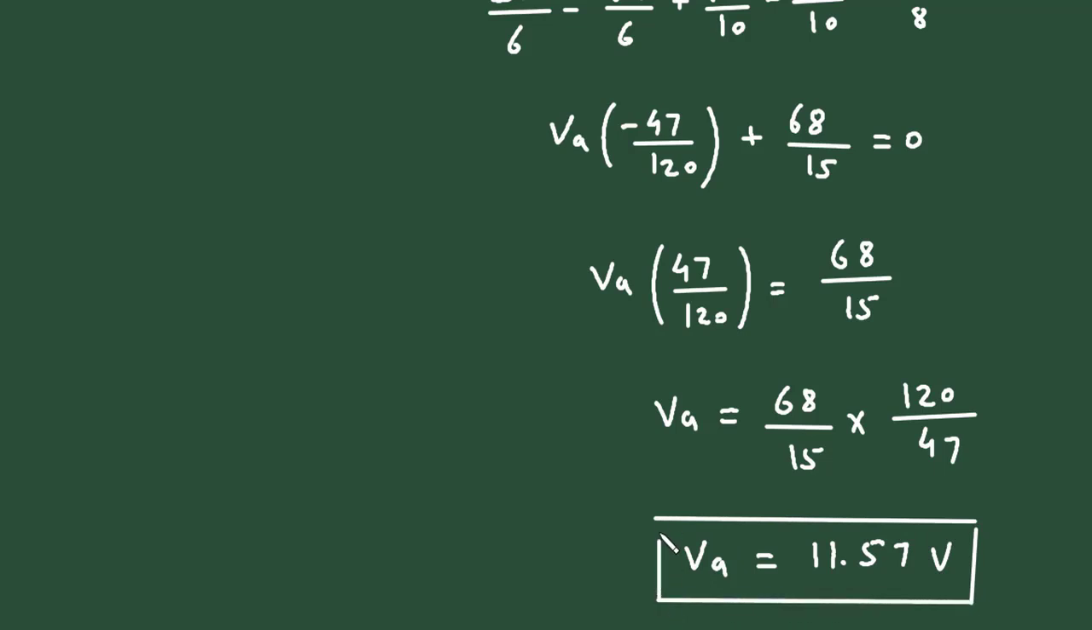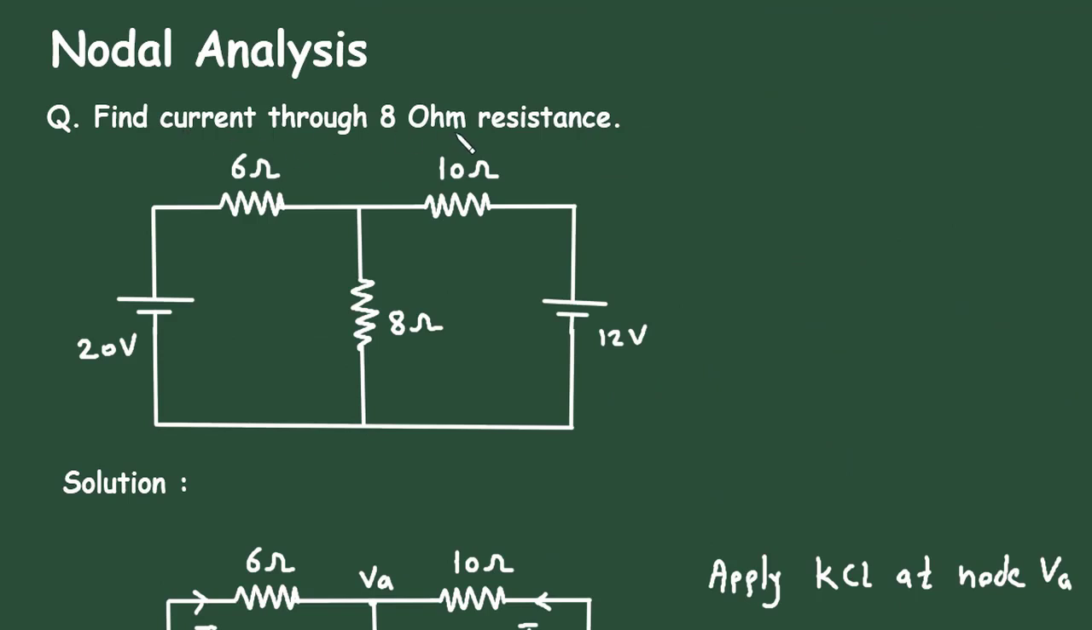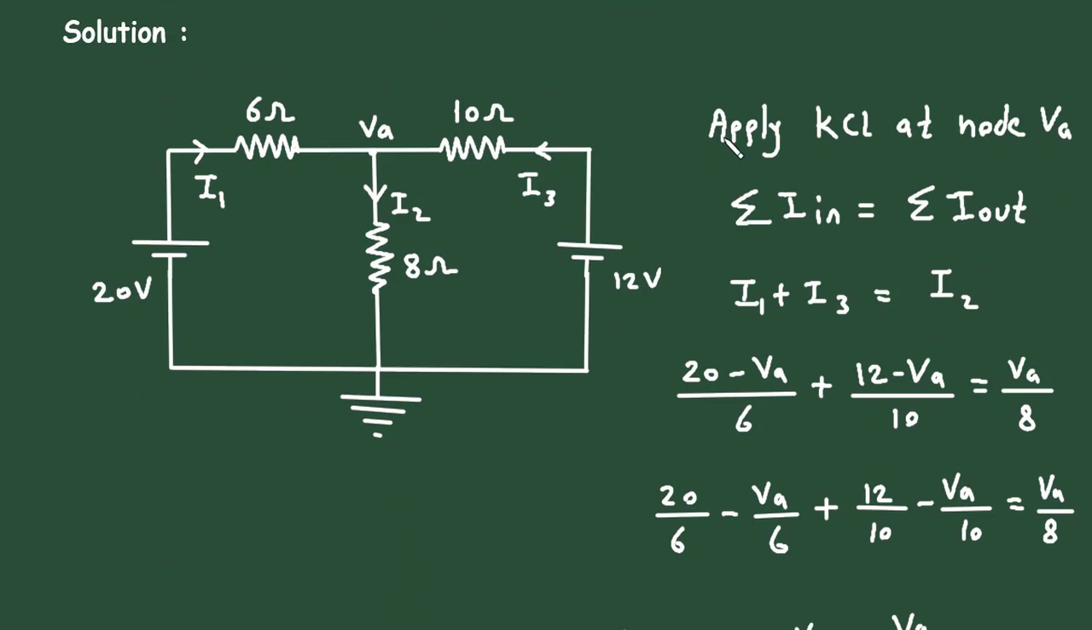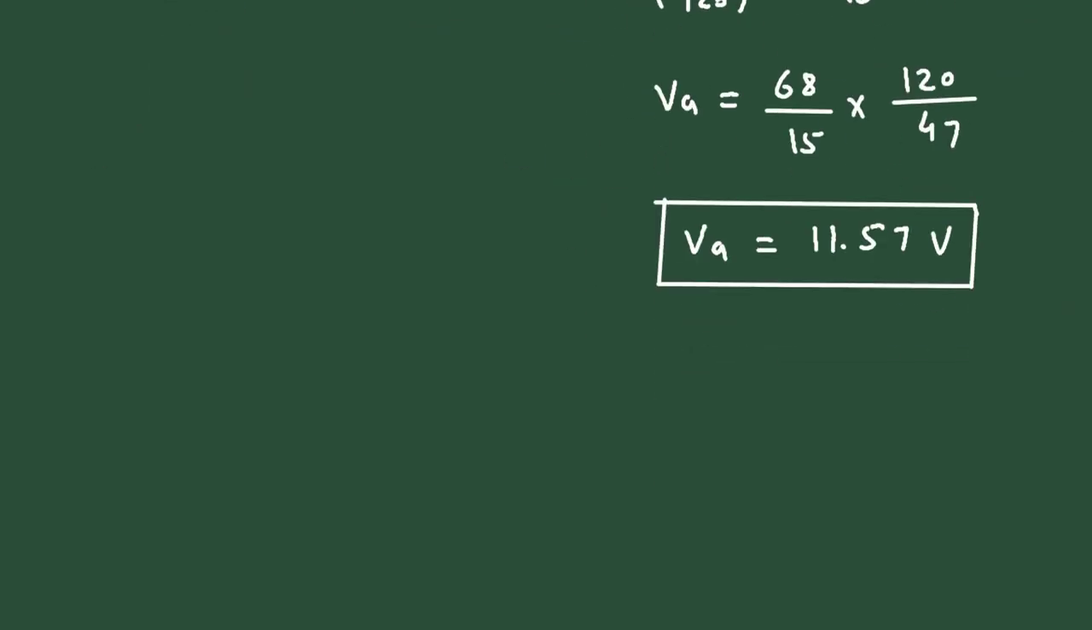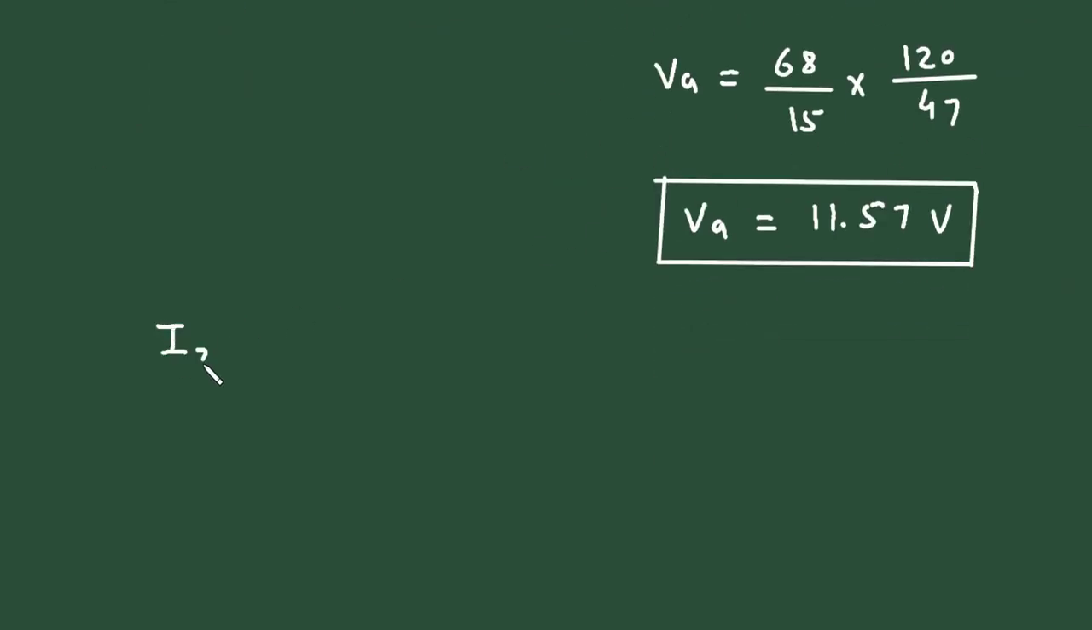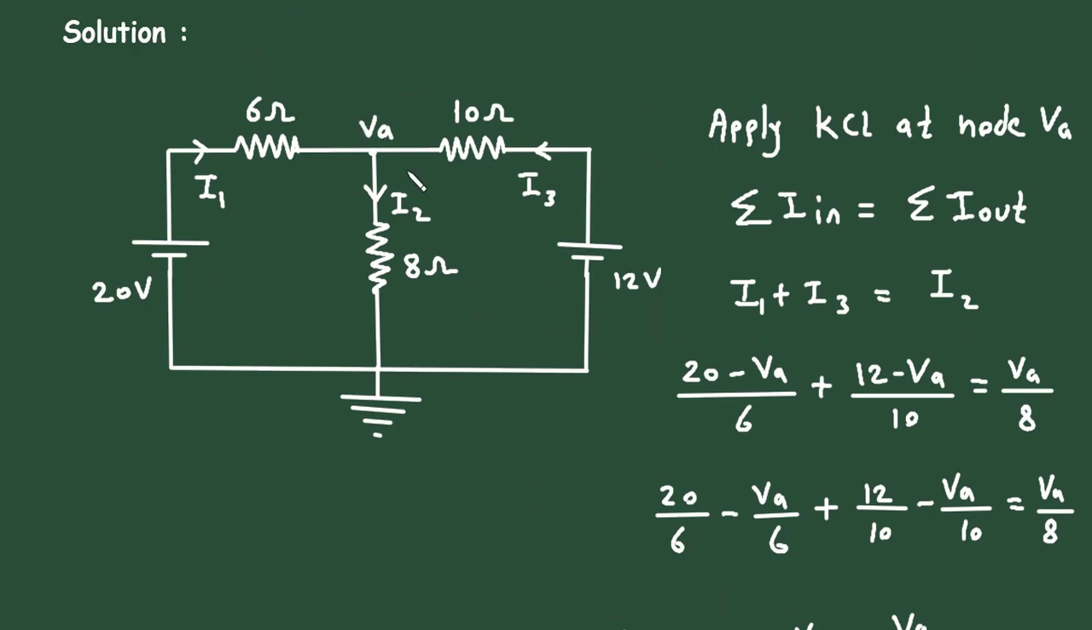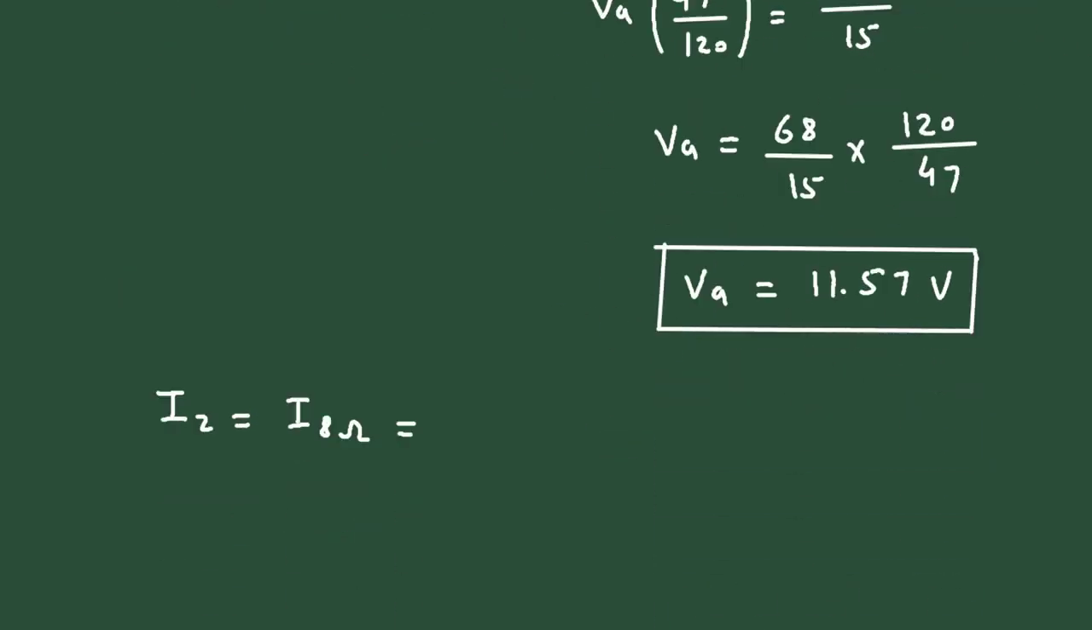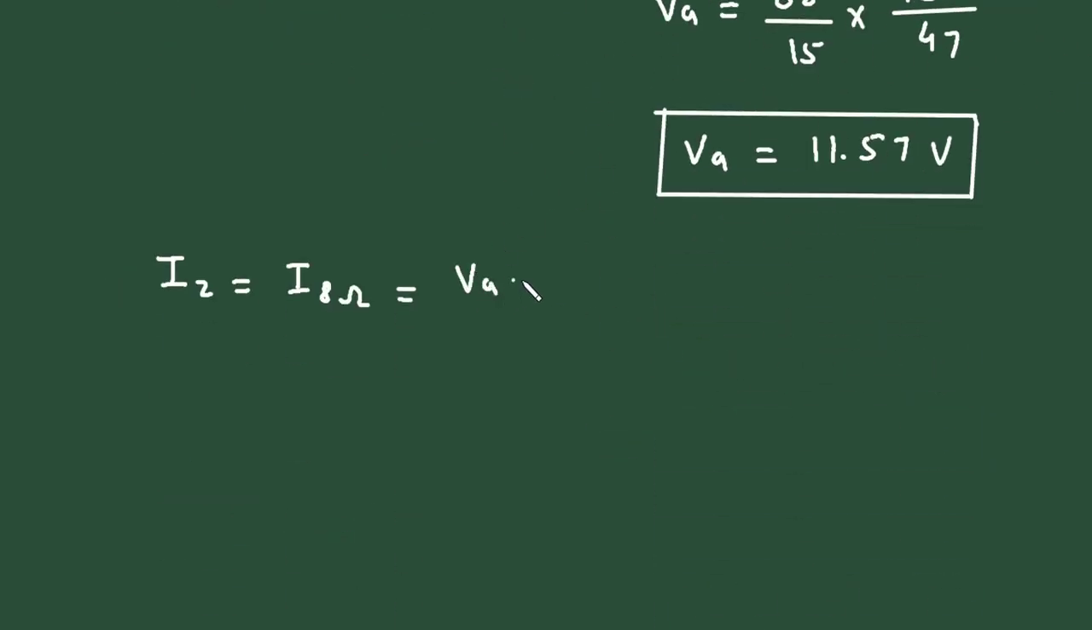Next, in this question we have to find the value of current through 8 ohm resistance. That means we have to find the value of this I2. So here we can write I2 is equal to I8 ohm and it is equal to VA minus 0 divided by 8.